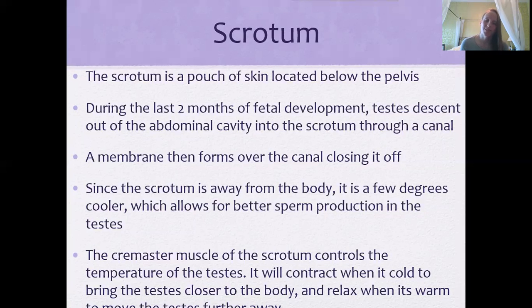The cremaster muscle is the muscle of the scrotum that controls the temperature of the testes. Essentially, if the sperm are getting too cold, that muscle is going to contract and bring the scrotum and the testes closer to the body to warm them up. If the sperm are getting too warm, which is affecting their production, the cremaster muscle will relax so that the testes descend further away from the body so that they can cool down.